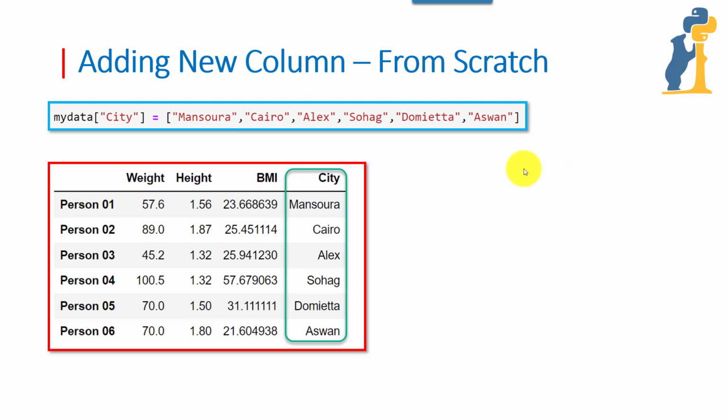If you need to add a new column from scratch, you will write my data with a column like city. Okay, if you need to add a column with city equal to, and put here a list. In this list you will write all the cities related to person 1, person 2, person 3, etc. After this there is a column added to your dataset.